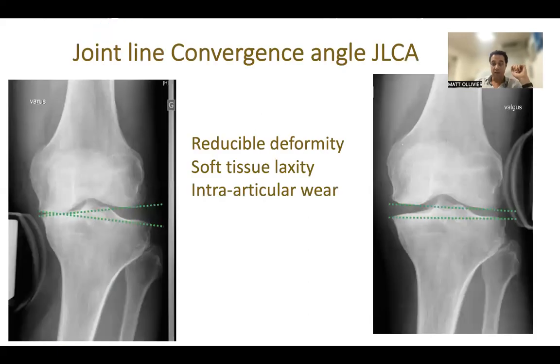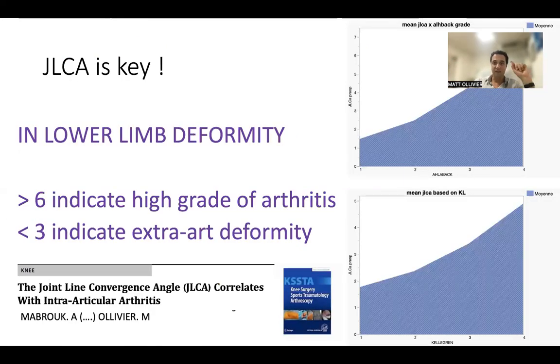Because this GLCA angle is the reducible part of the deformity. It is what we call the soft tissue laxity. It also defines the intra-articular wear. It is the best continuous value that predicts the evolution of arthritis. So if you have a substantial GLCA, you have a big intra-articular deformity. If you have a zero or neutral GLCA, you have no deformity. And of course, if you have deformity, this deformity is outside of the joint. And there is a clear correlation, which we published in MedStar 2 weeks ago, between the GLCA and the Ahlbäck or Kellgren classification.